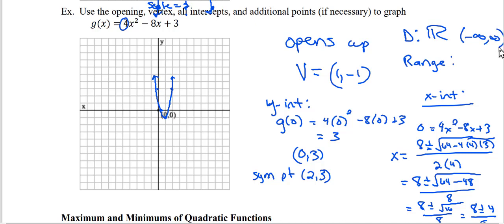The range is what y values do we get? Well, if the vertex is at (1, -1), you get all values of y greater than or equal to -1. We have -1 to infinity, including the -1. So that's how we find domain and range. It really depends on what the vertex is.